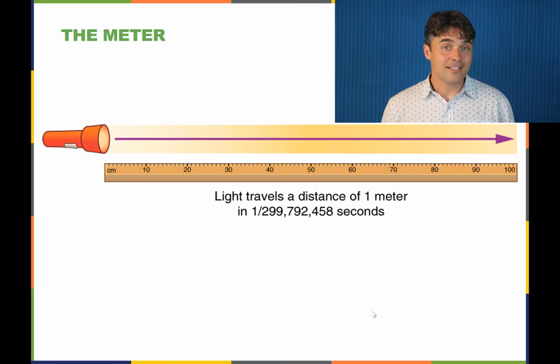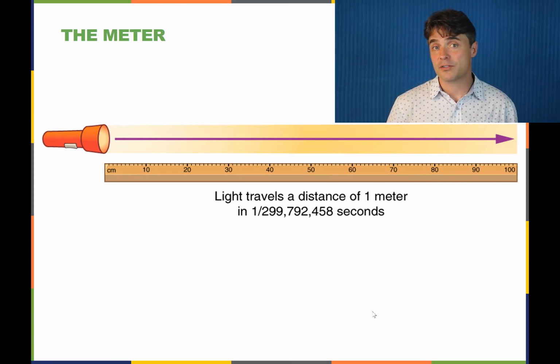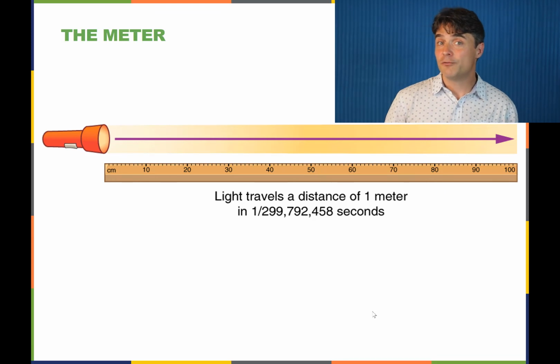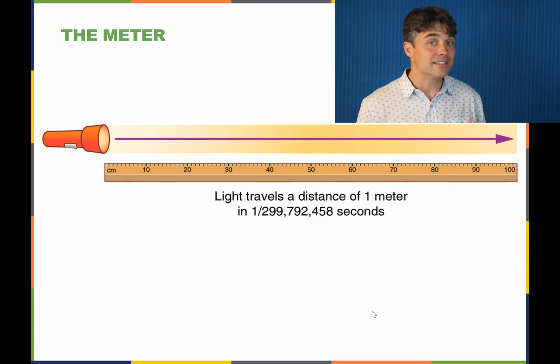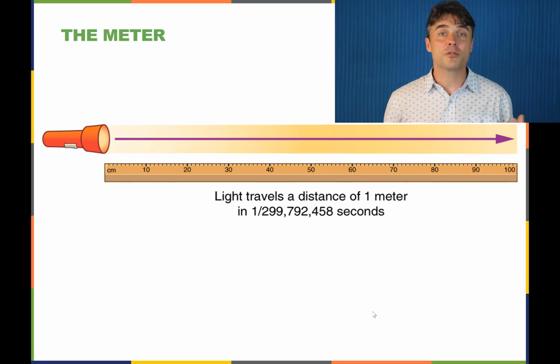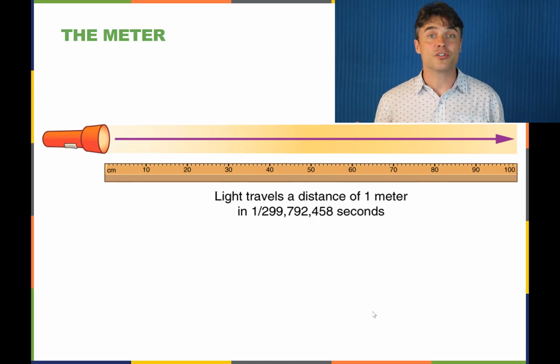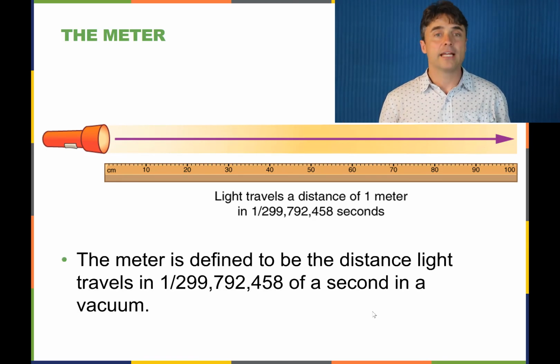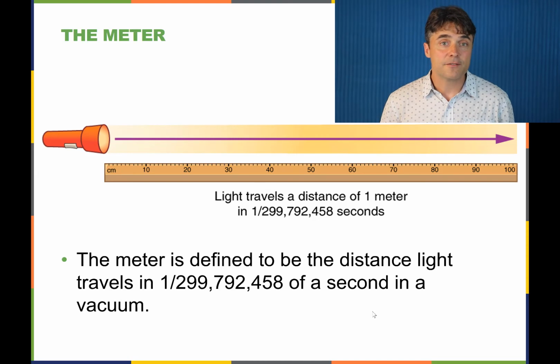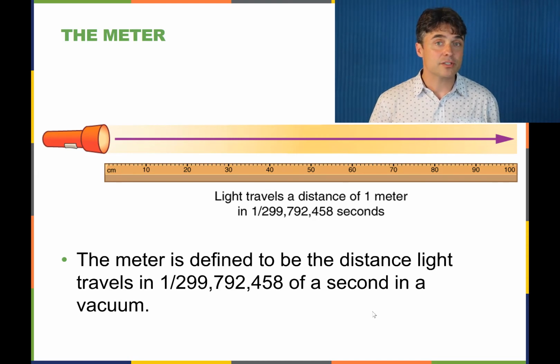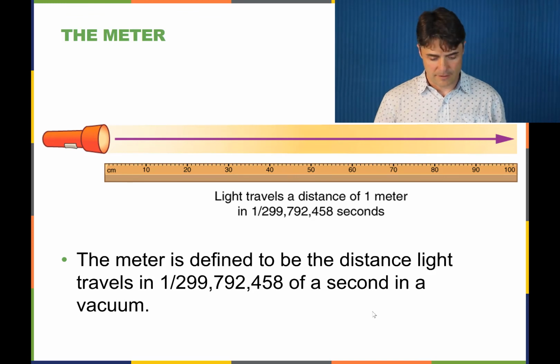And it turns out that light in a vacuum always travels at a very exact speed, which is about 300,000 kilometers per second. So if we know exactly how long a second is, we can define a meter in terms of how far light travels in a certain number of seconds. In SI units, the meter is defined to be the distance light travels in about 1/300 millionths of a second in a vacuum.